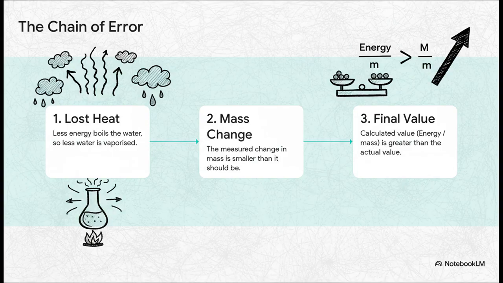So here's the 3-step logic straight from the mark scheme. First, if heat escapes, that means less energy actually goes into boiling the water, so the change in mass you measure is going to be smaller than it should have been. Why? Well, that's step 2. Simply put, less water actually turned into steam. Now for the final punchline, step 3. When you do the math, energy divided by mass, you're now dividing by a smaller mass. And as you know, dividing by a smaller number gives you a bigger result. So the student's calculated value is going to be greater than the real value.